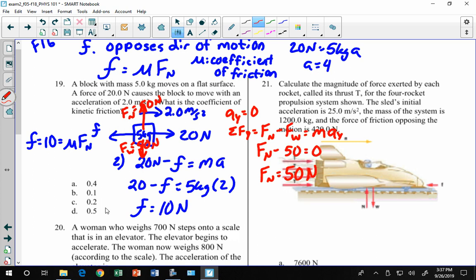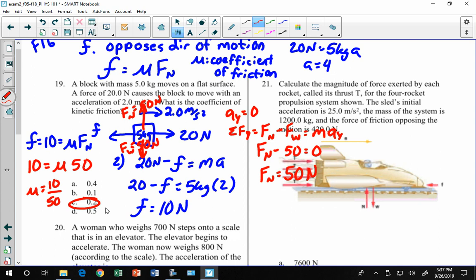Don't worry, this will become second nature to you, that you'll be able to look at this and say, oh, this is an object on a horizontal surface, so the normal force is equal to the weight. You won't have to go through all these steps every time. So if my normal force is 50, coming back over here, I have 10 equals mu times 50. So mu is 10 over 50, which is 0.2.